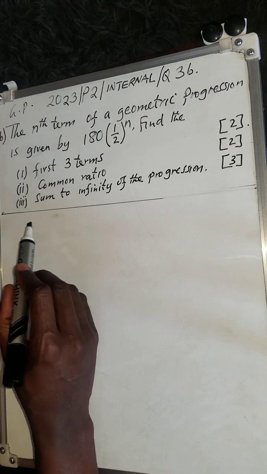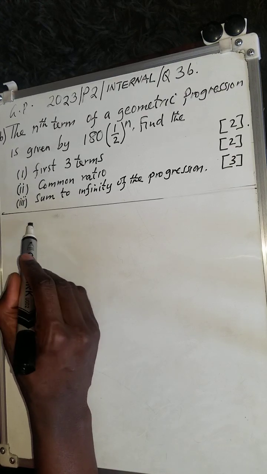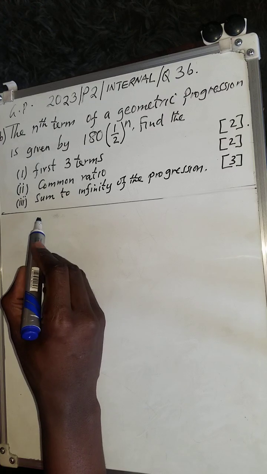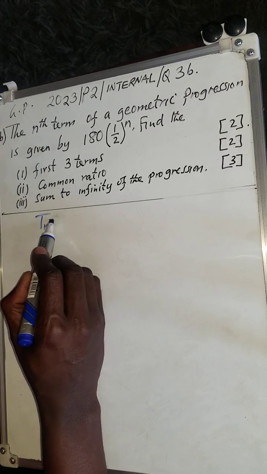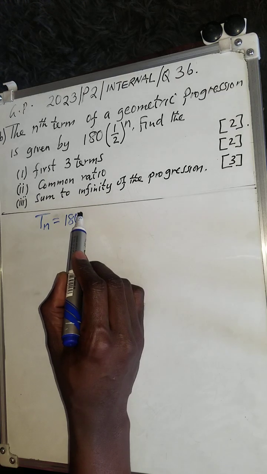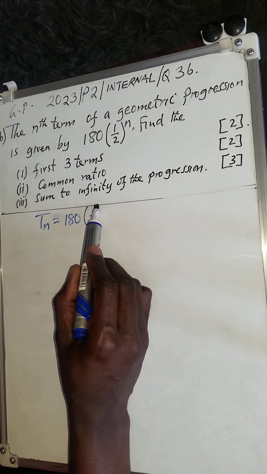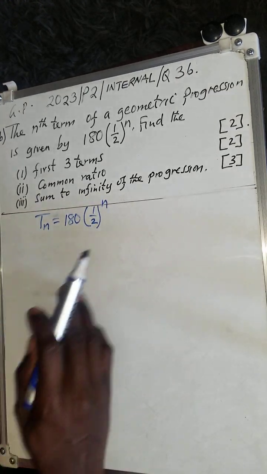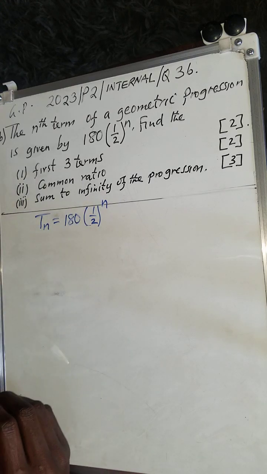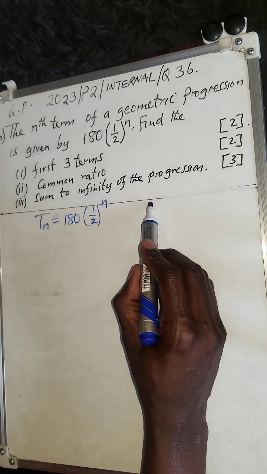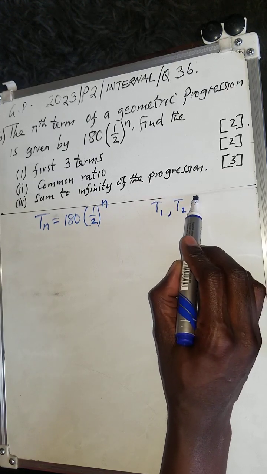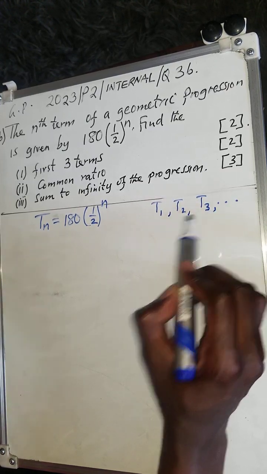Remember the nth term, meaning that your Tn is equal to 180 times 1 over 2 raised to the power n. So it is given by that. Then it says find the first three terms. Now the first three terms means they want you to find the first term, the second term, and the third term.